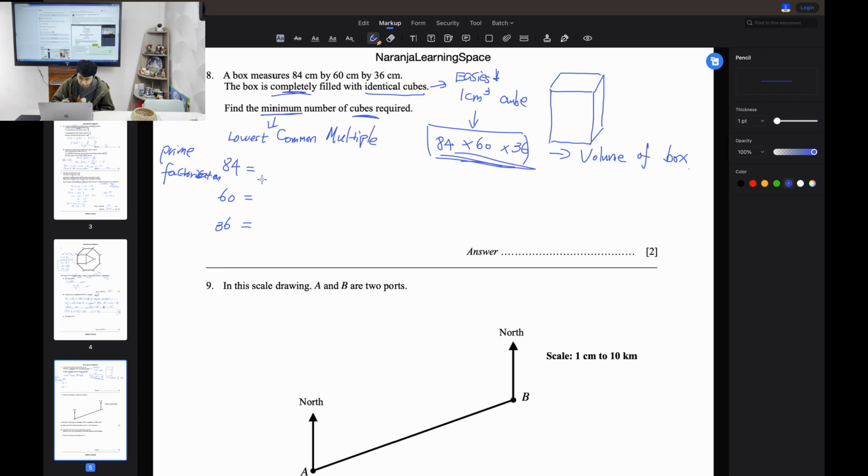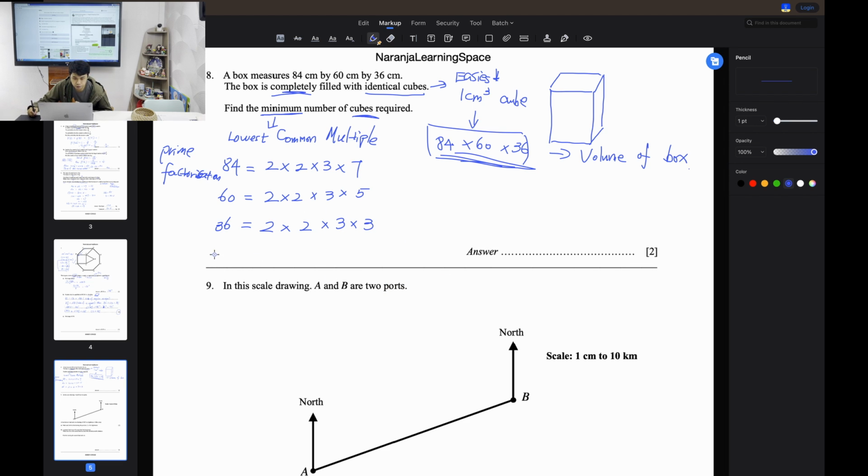divided by 3 and 7. So it's 2 times 2 times 3 times 7. Okay, and then 60 is 6 times 10, so it's 2 times 2 times 3 times 5. Okay, and 36 is divided by 2, divided by 2, times 2 times 2 times 3 times 3.